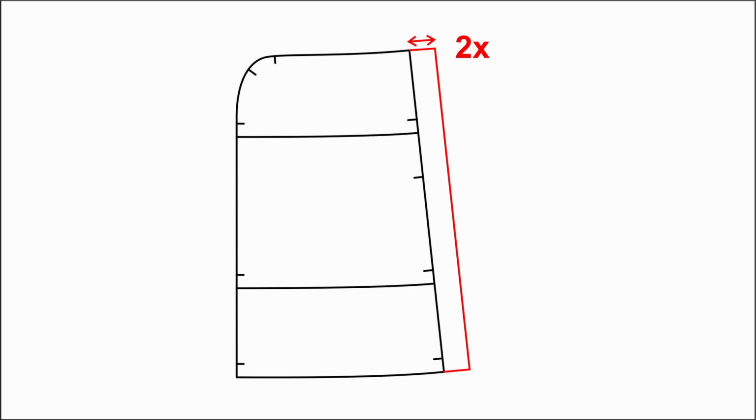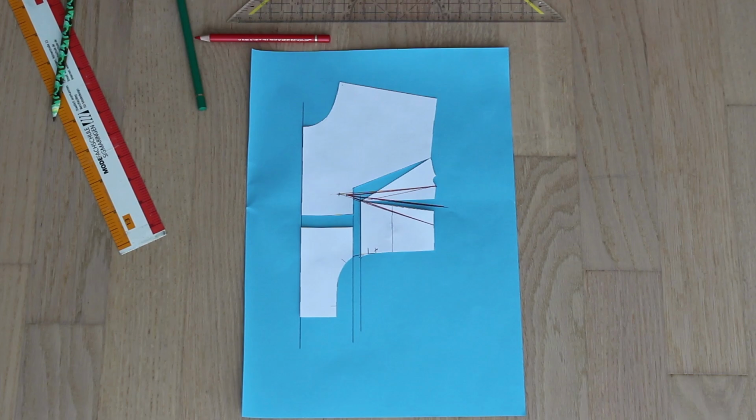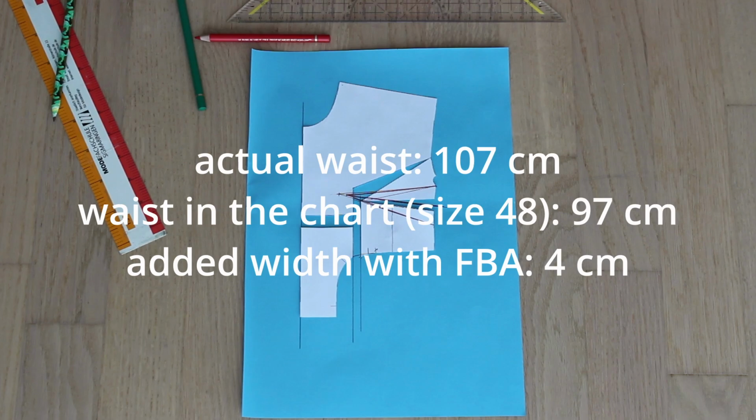Matching to the widening in the front part, also the front skirt has to be wider now. Please add here twice the measurement you've calculated for the FBA. In my case, this would be twice 2 centimeters, means 4 centimeters. This is added parallel along the side seam. But now back to the front part. Here some adaptations for the new side part have to be done. And for this we have a look at the waist measurements. We compare now the actual waist measurement with the waist measurement in the chart. Also, we've added width not only in the chest area, but also in the waist.